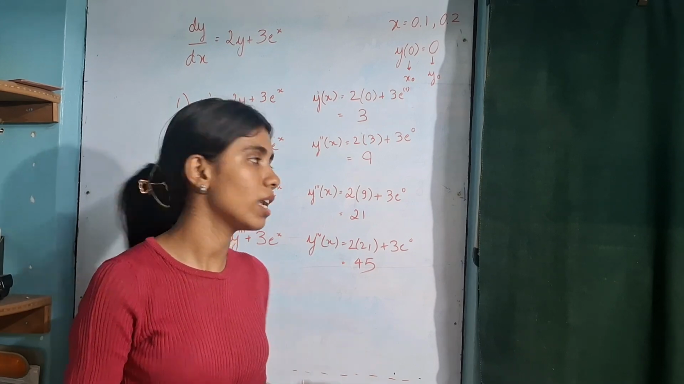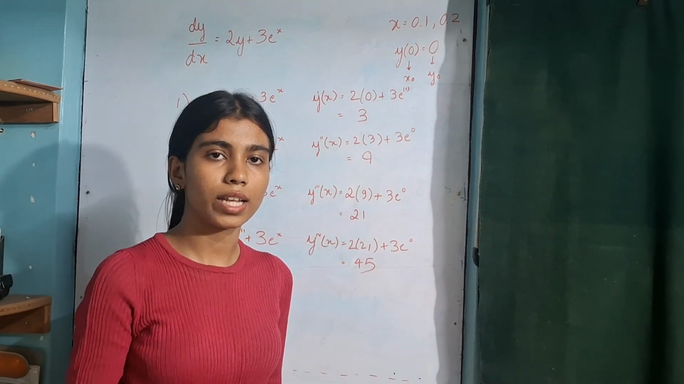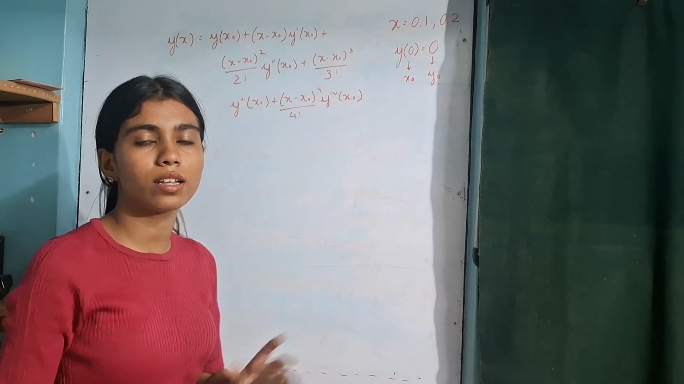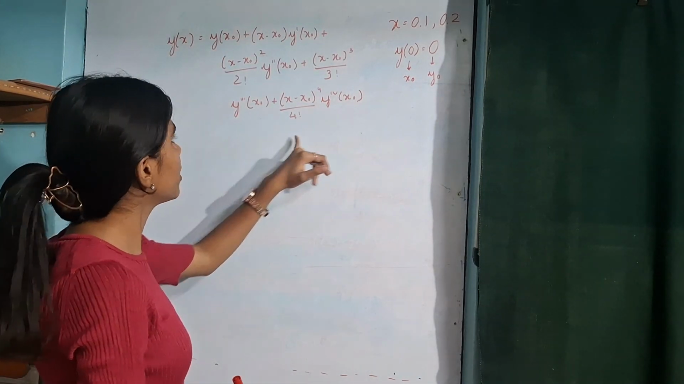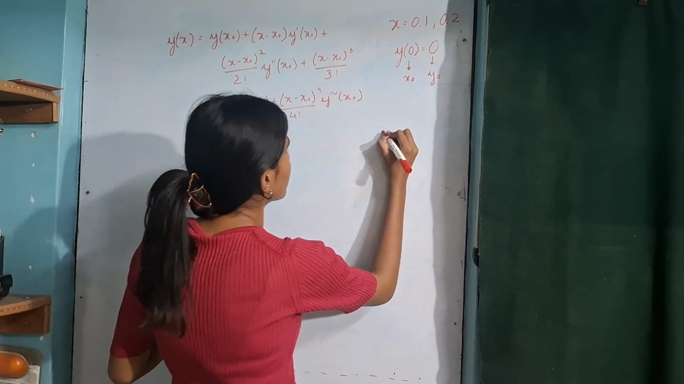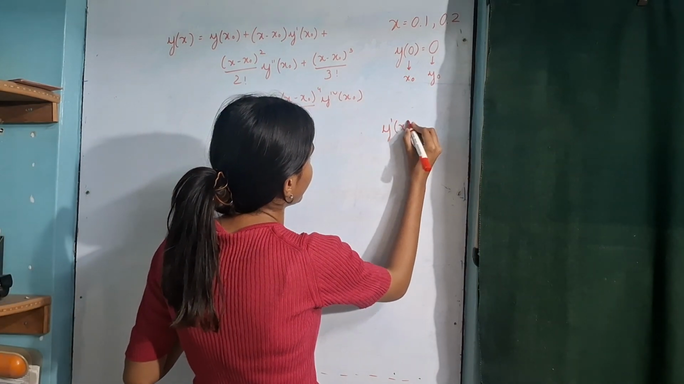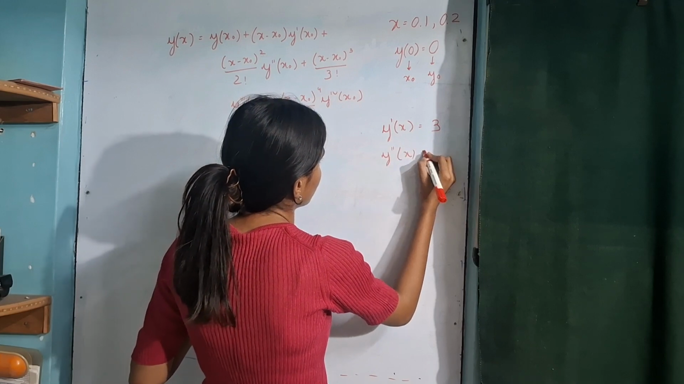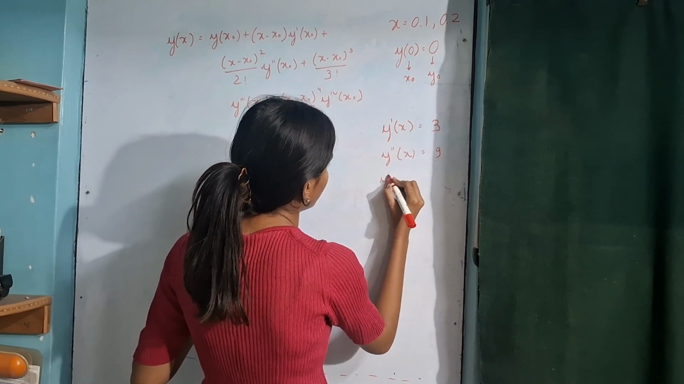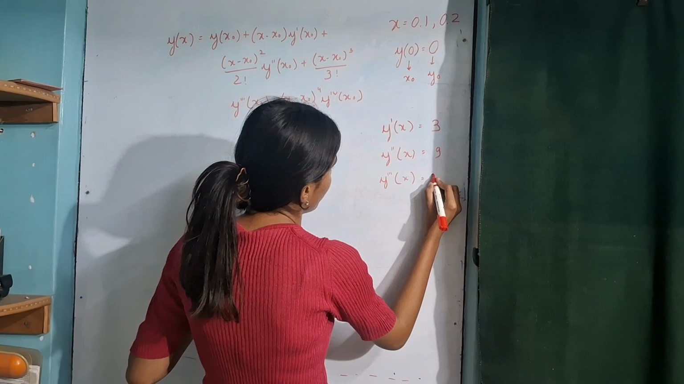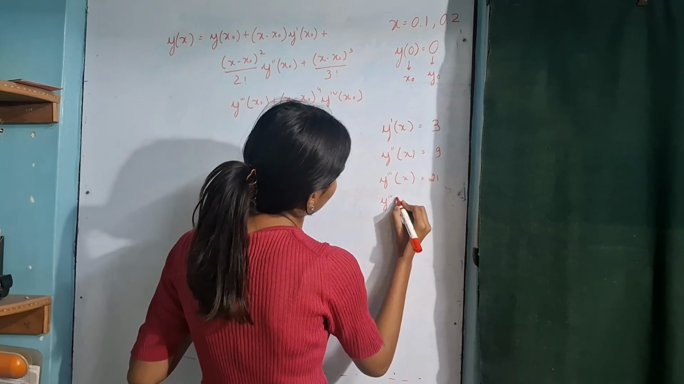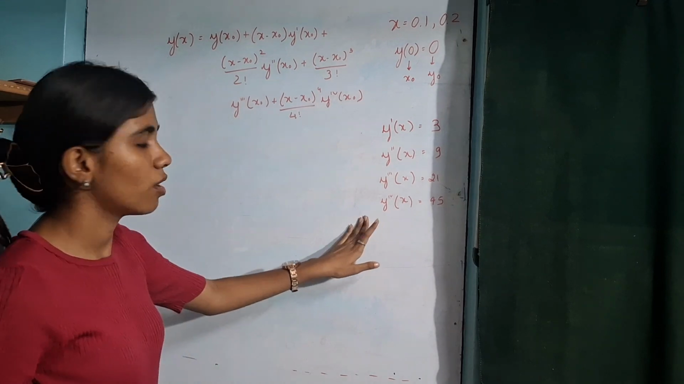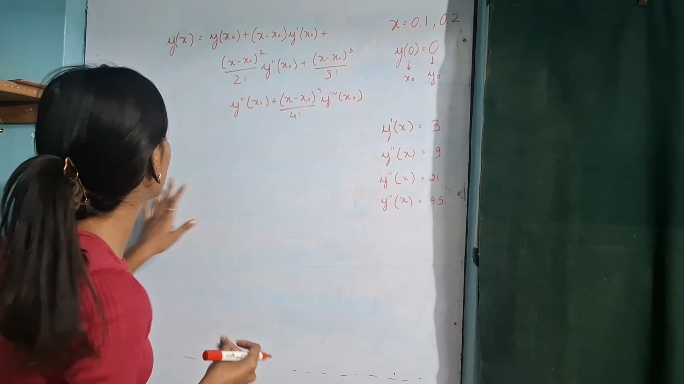Now after finding the values for 4, you have to write your Taylor series formula and start substituting. This is the Taylor's formula which I have written till the 4th term. So we'll first write down the values we got: y dash of x was 3, y double dash of x was 9, y triple dash of x was 21, and y fourth of x was 45. You are going to substitute these values into this formula.